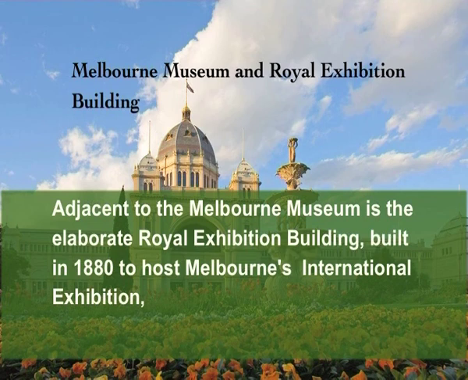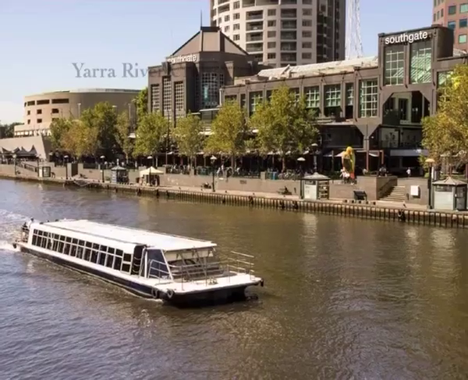Adjacent to the Melbourne Museum is the elaborate Royal Exhibition Building, built in 1880 to host Melbourne's international exhibition. The building also held the first Commonwealth Parliament of Australia in 1901. Regular tours are available and the building is still used for exhibitions and special events.